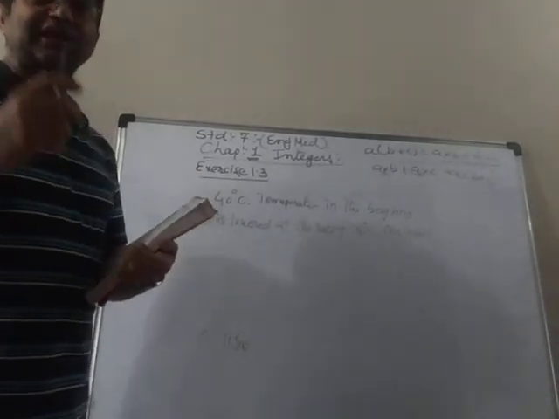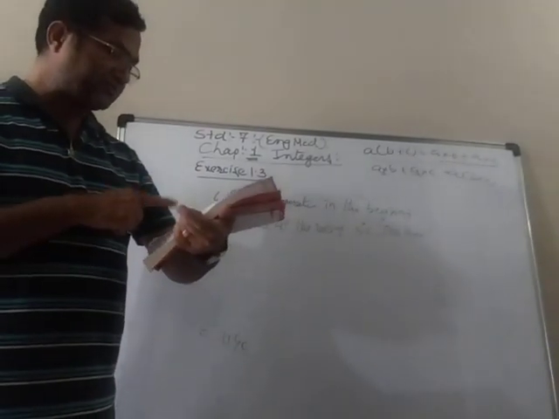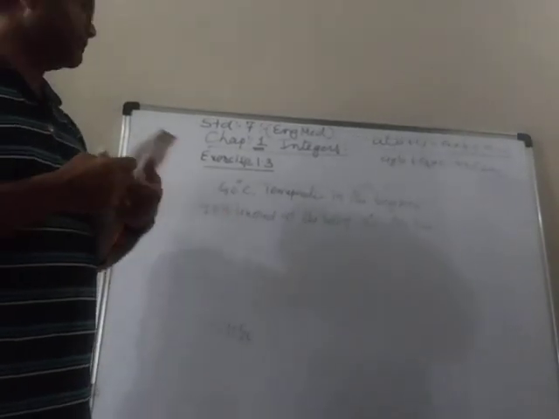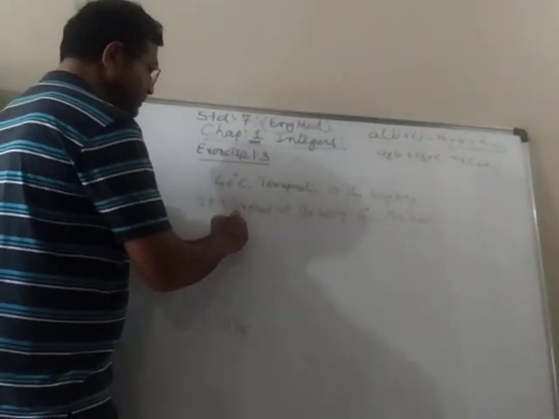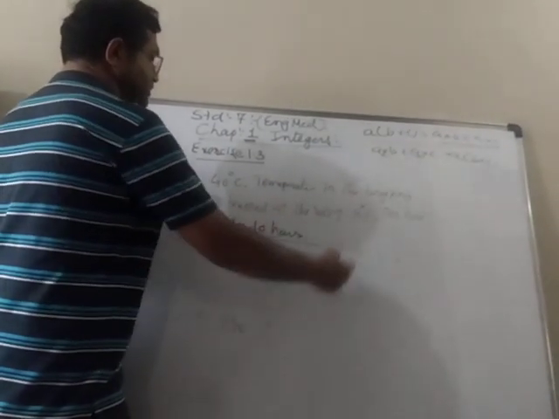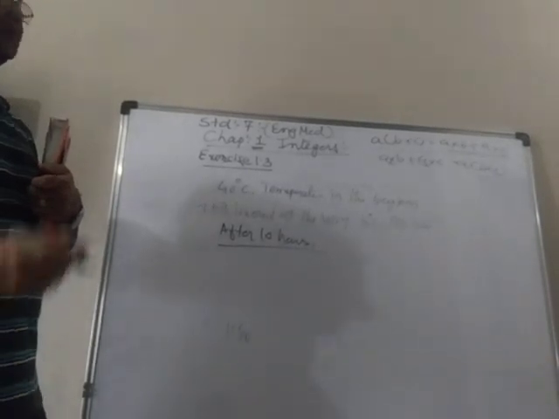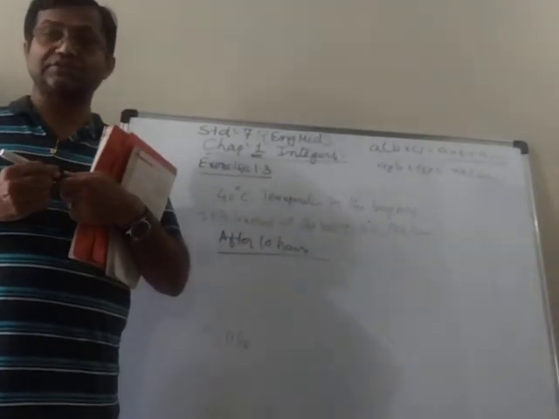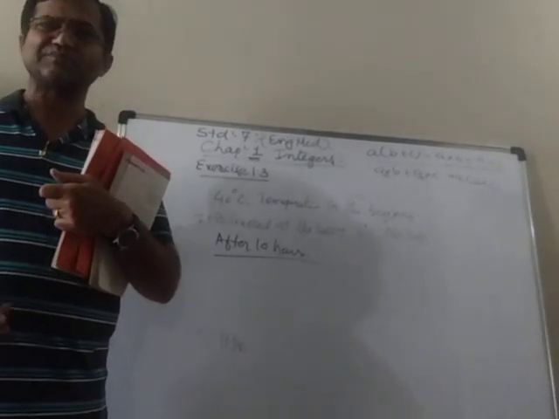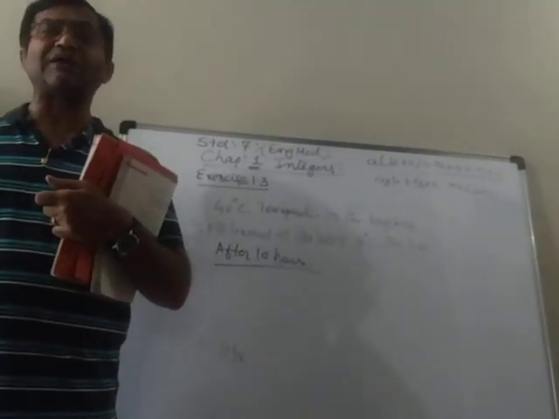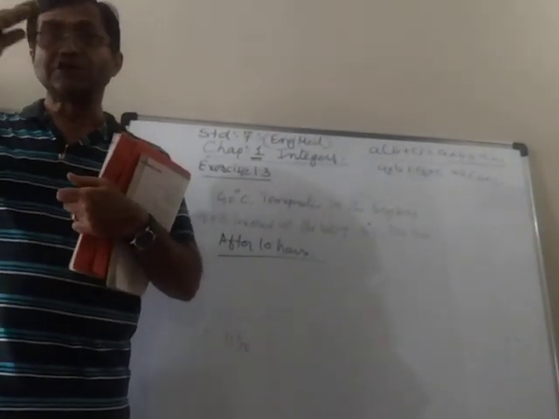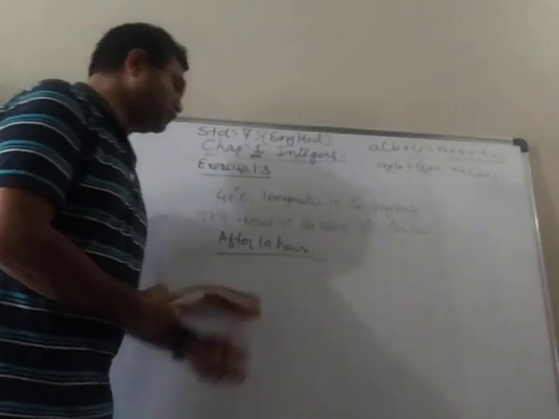Now after 10 hours, it is said that after 10 hours, what will be the temperature? We have to find the temperature. It means that we have to subtract 5, 10 times. Rather, that will be a very long process. So here also we will use the distributive property.